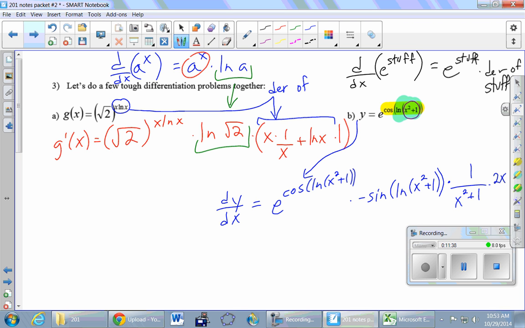So you've got to keep very careful track of what the stuff is, because oftentimes it changes. And we might have to apply the chain rule like 3 or 4 times, like we did right there.